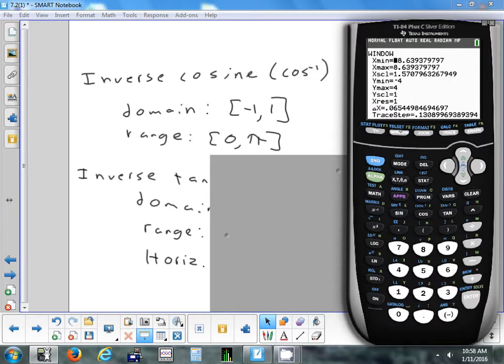Let's see. Okay, domain. I'm going to go negative 2 to 2. And what about my range? What would be a good value for range?